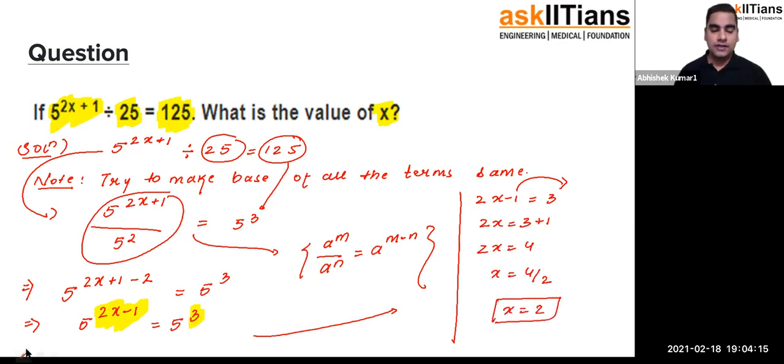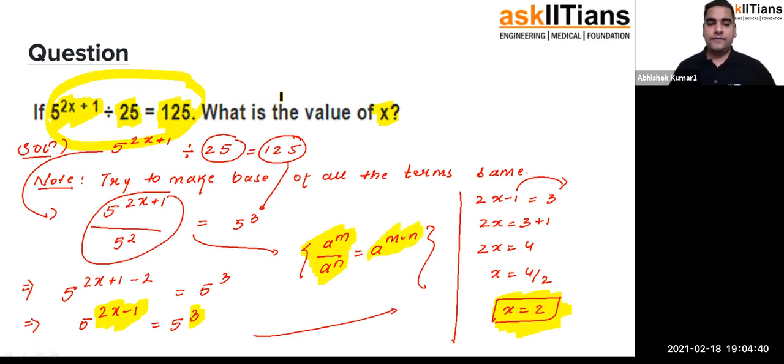So what does it mean? It means that the value of x must be equal to 2 for this particular equation to hold true. All right. And which property did we use here? We use this rule of exponent, which says that when you have a raised to the power m by a raised to the power n, you can always write it as a raised to the power m minus n. So kindly go through this solution, giving you 30 seconds. Ask me if you have any query, guys.